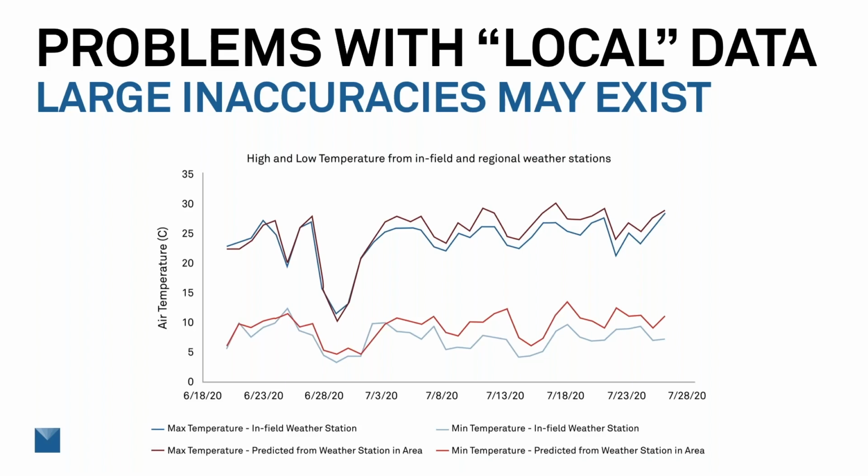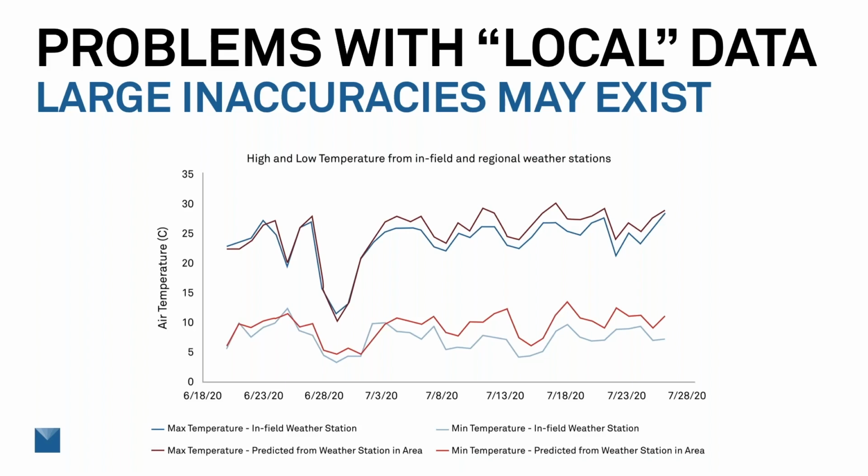So here in this graph, we're looking at high and low temperatures from both an in-field weather station, something that's been set up at our field site, which you can see there in the blue lines, and temperature information that's been taken from a local weather station in the area.